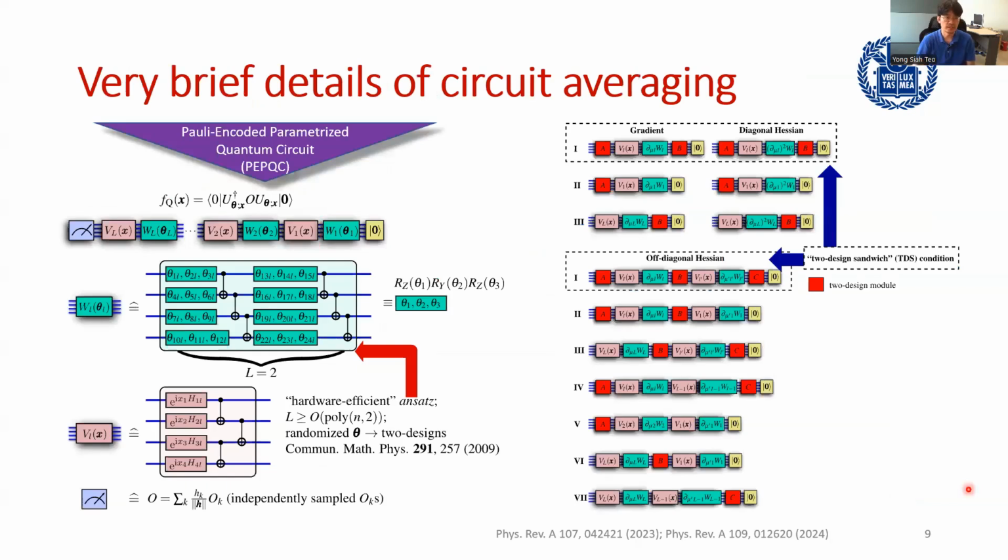So just a very brief technical detail on how circuit averaging is done. In theory, you would need the assumption of two-designs for circuit modules, for trainable circuit modules, in order to arrive at analytical expressions for the mean square error. The details can be found in the two papers shown below. So basically, we call this condition the two-design sandwich condition. But if the condition is not met, we can still analytically treat the mean square error. But the problem is that we will not get analytical expressions. What we would get instead are bounds for the mean square error. So in the slide to follow, we will just focus on the TDS condition, but the bounds follow a very similar scaling behavior.